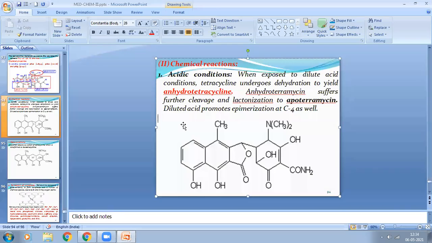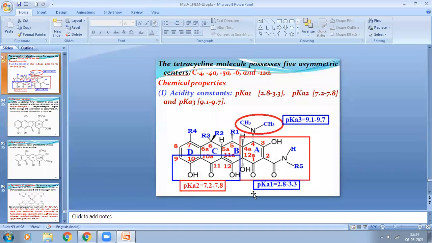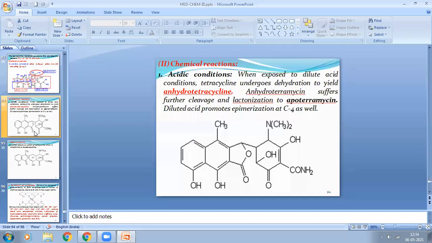Diluted acid promotes the epimerization at C4 position. Sometimes dilute acid promotes the epimerization at C4 position also. Where the dimethylamine functional group is there, sometimes it will also break, then it will go to the epimer. It will go to the epimer of the tetracycline. This is the reaction under acidic condition.